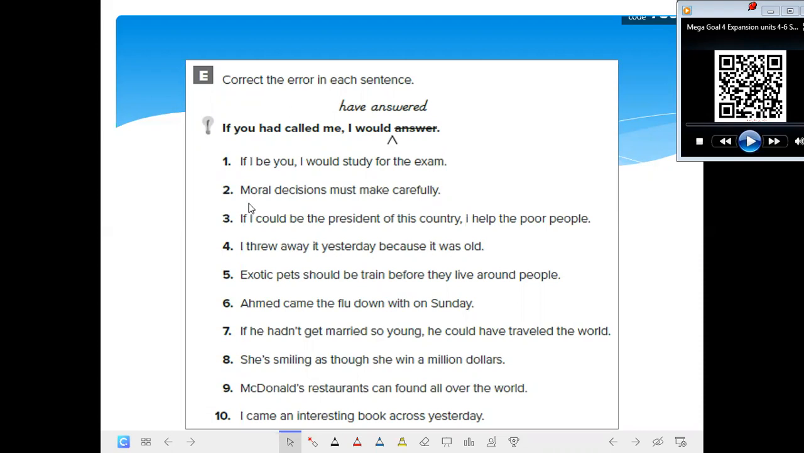Now I want a student to answer number one. I want a student to find the mistake and correct it. Come on, guys, who can read the first sentence and tell me the mistake and correct it? Go ahead, Anas. Anas Mohamed, go ahead.